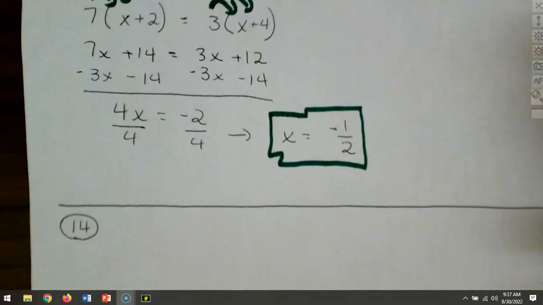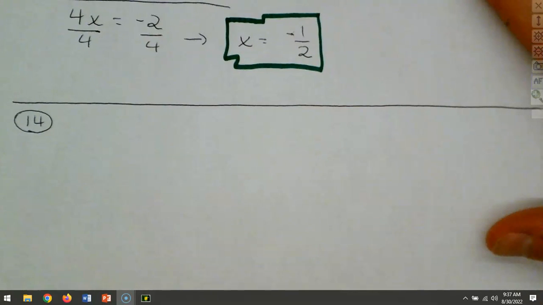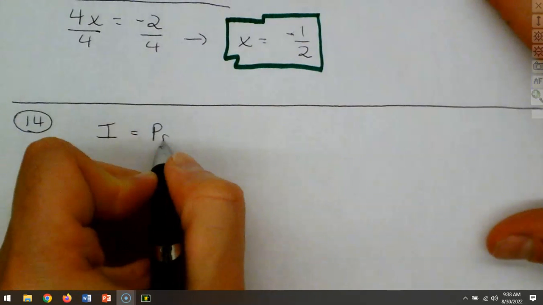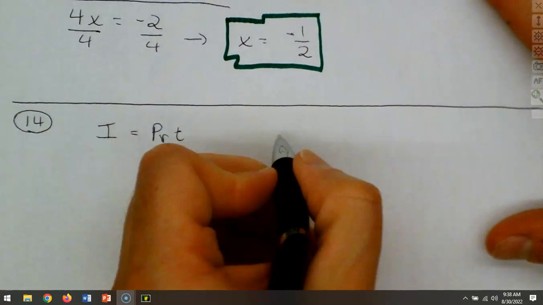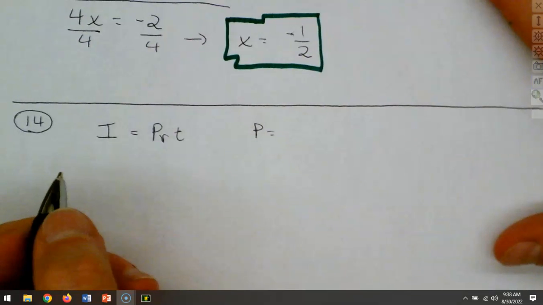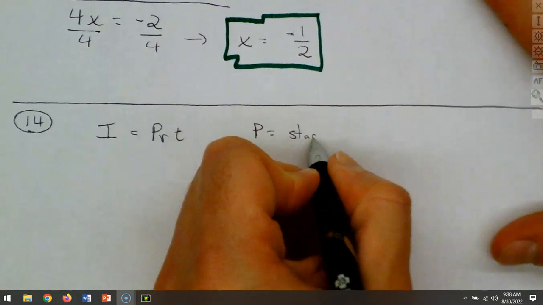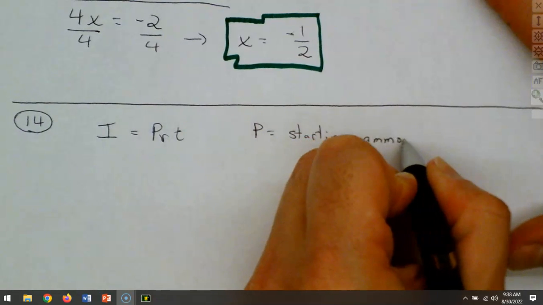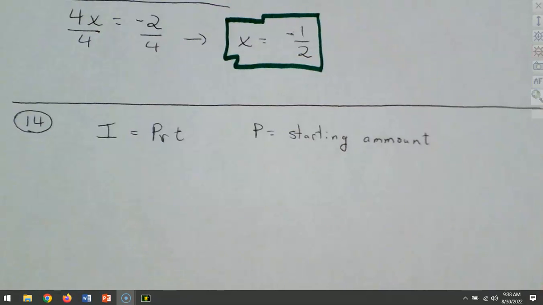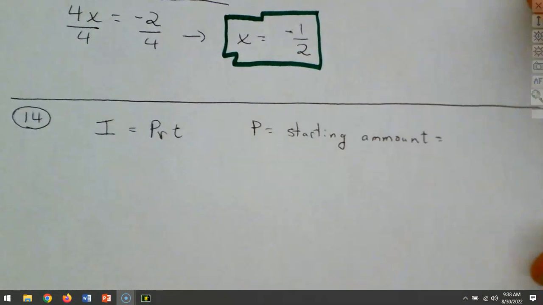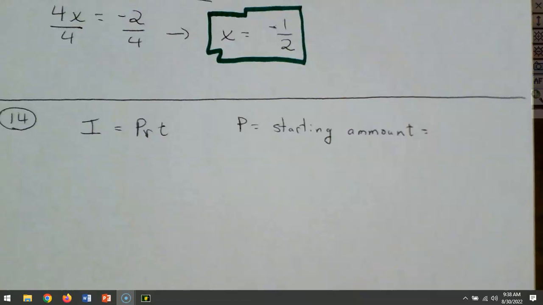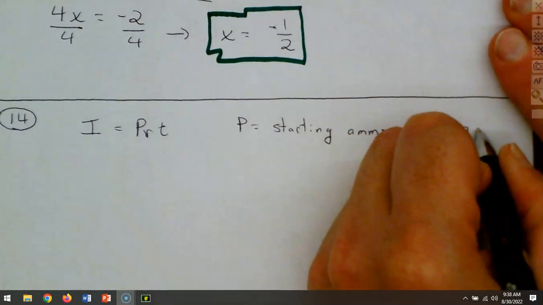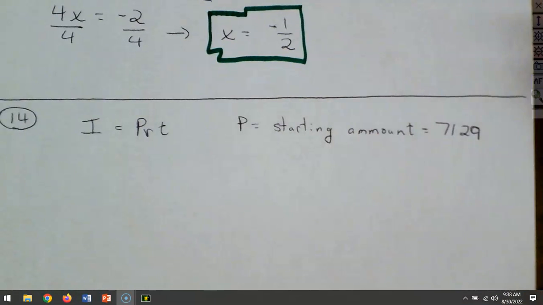Well, we go back, and I always like to write up our formula. So our formula is I equals PRT. And P is the principal, so the starting amount. Okay, and so what's our starting amount going to be? Well, that's going to be, can someone tell me? What would that be? Yep, that's going to be your 7129, isn't it?